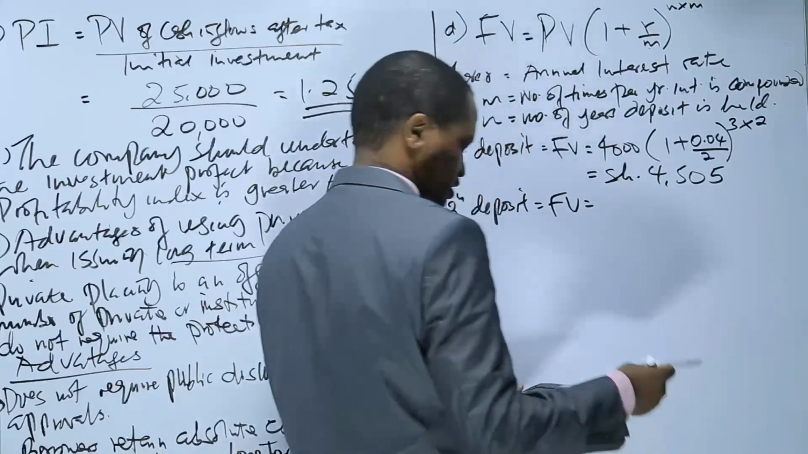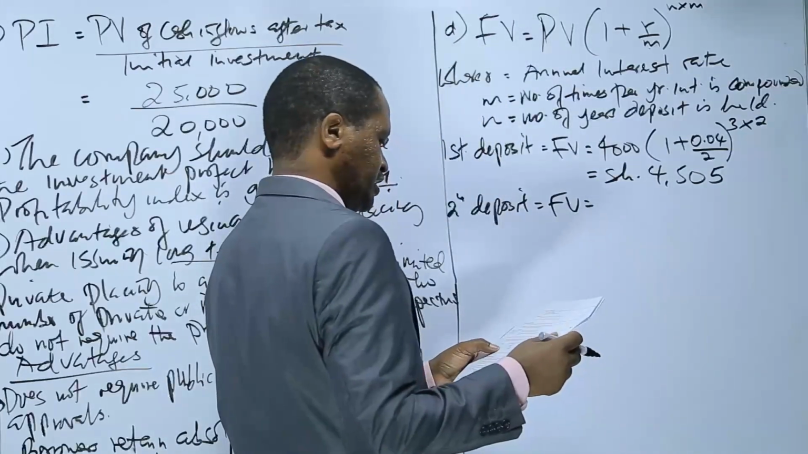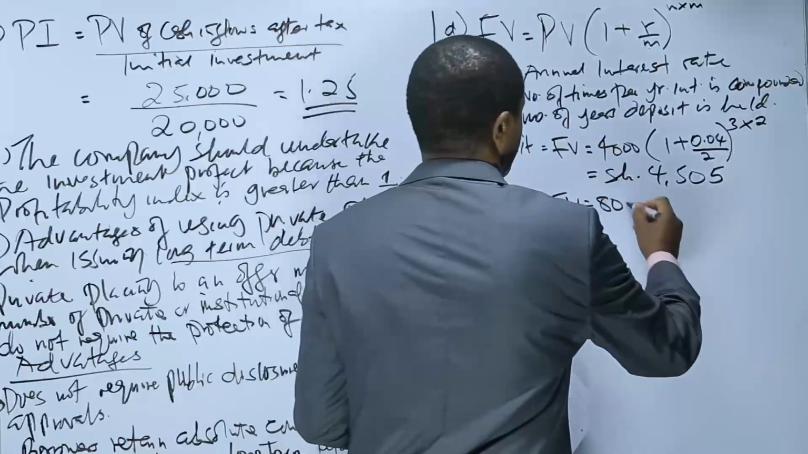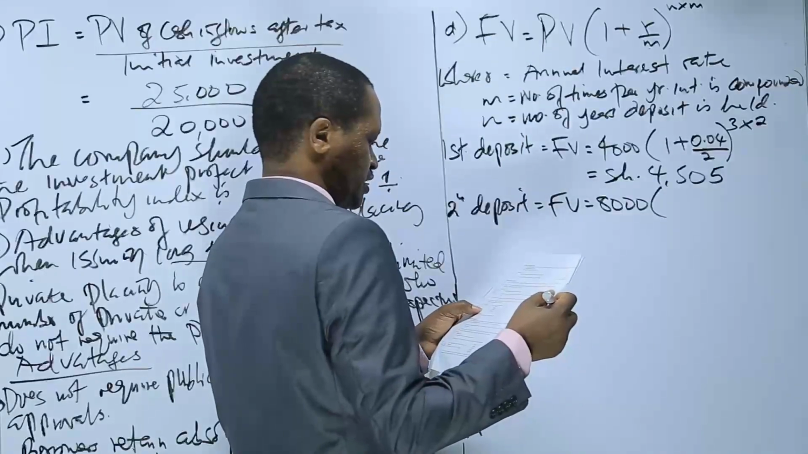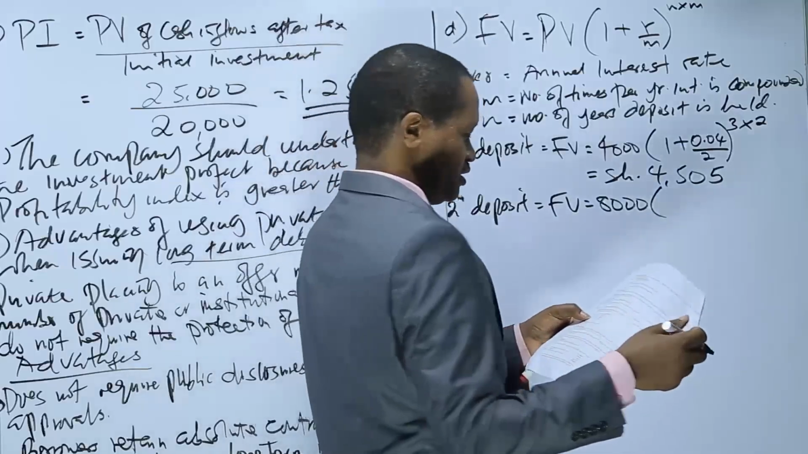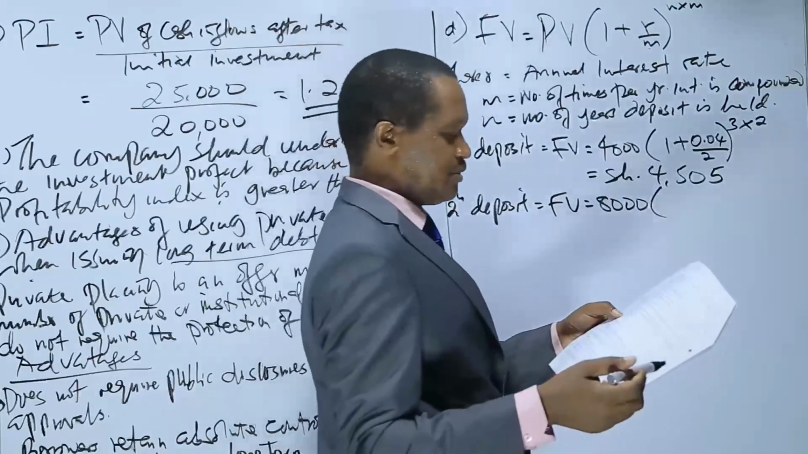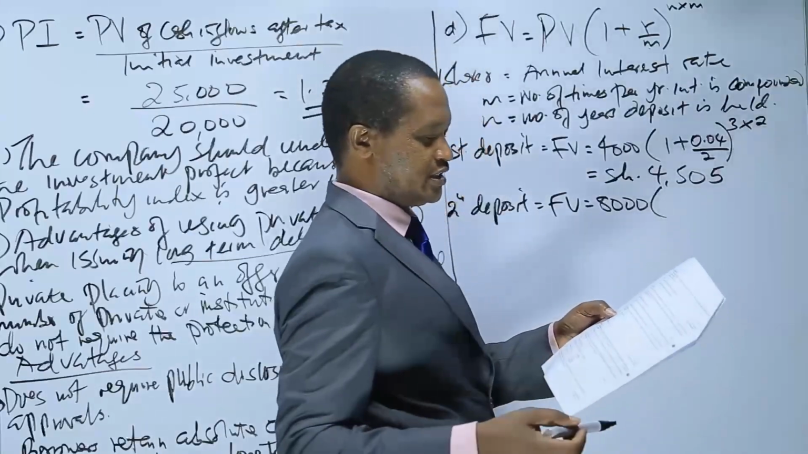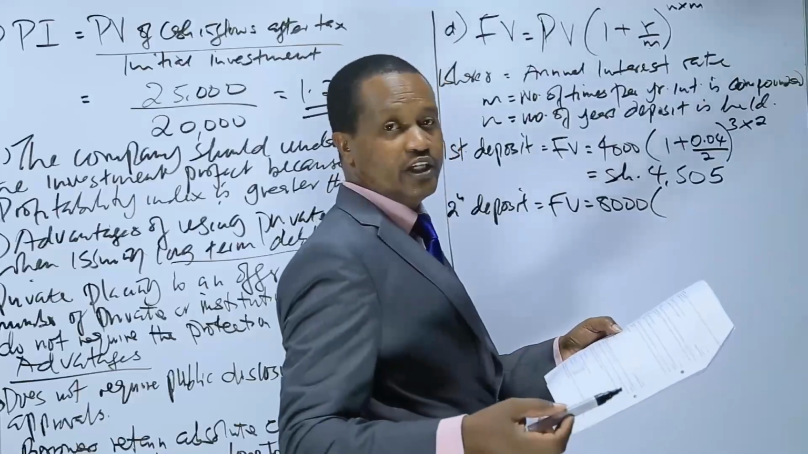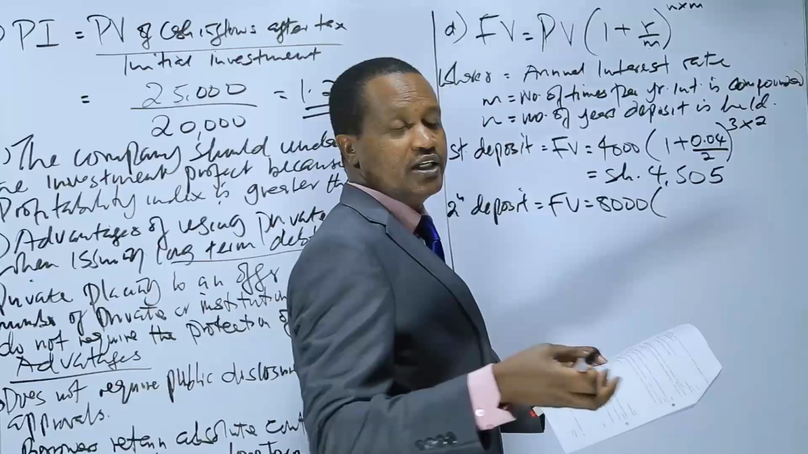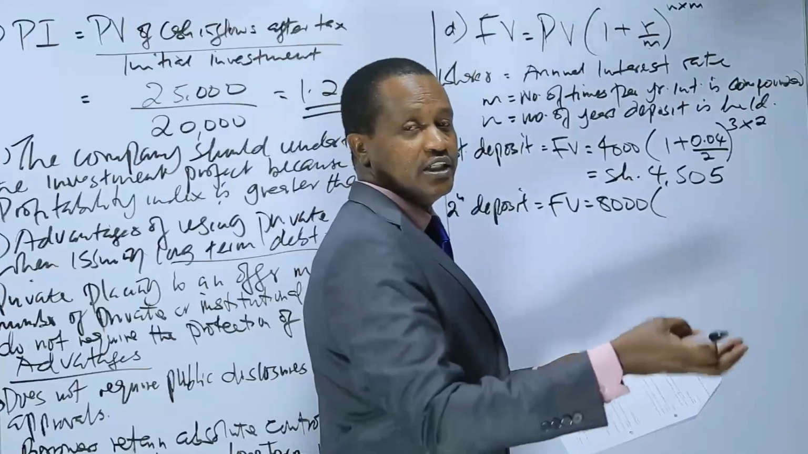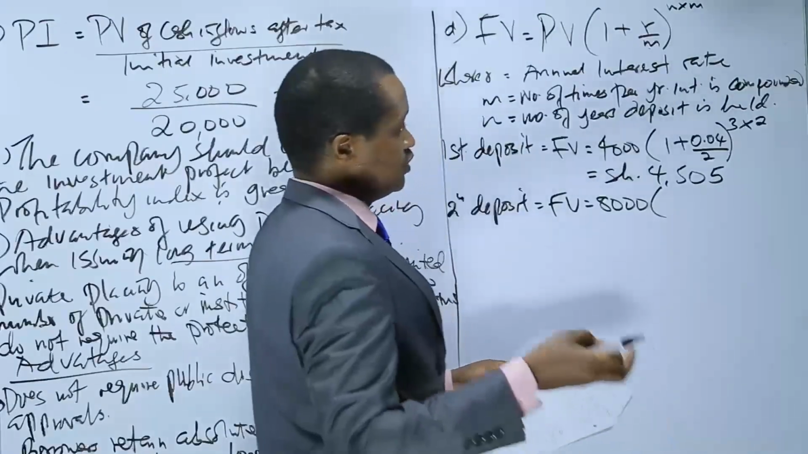The second deposit, the amount was deposited at the end of year 2. The amount there is 8,000 at the end of year 2. Then at the end of year 2, this money was held in the bank for how many years? At the end of year 4, if the amount was deposited in the bank at the end of year 2, then that money was in the bank for only 2 years. That is year 3 and year 4, only 2 years.